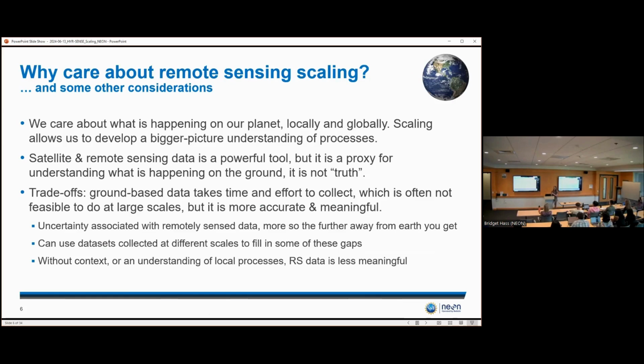So why do we care about remote sensing scaling? Basically, in a nutshell, it gives us this bigger picture understanding of what we're looking at. You can collect a lot of information with satellite remote sensing data, but this isn't really the truth. It's kind of a proxy for what we're trying to understand on Earth. And so tying in the ground-based data is really important to understand what's going on. But it's really expensive and time consuming to collect that ground data, and so that's why we need these methods to scale up. We also have more uncertainty, with error propagating. So with data collected from satellites, there's a lot more uncertainty, and we can try to narrow that down by bringing in ground data.